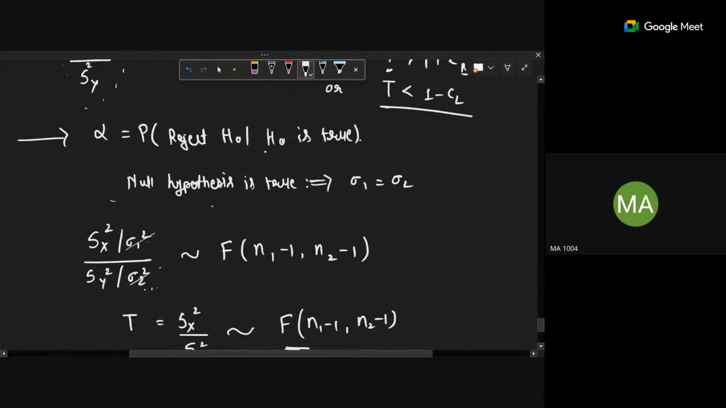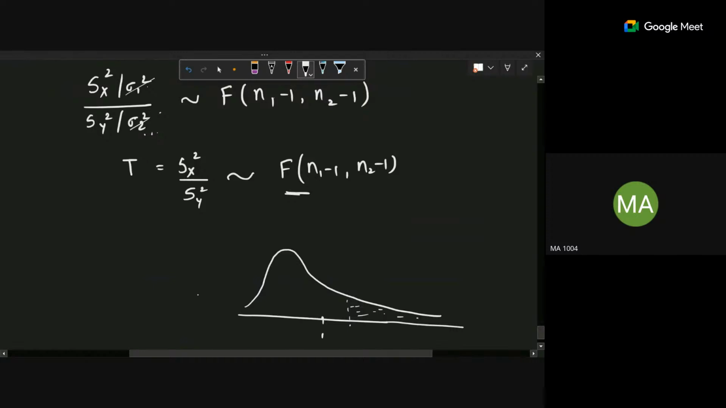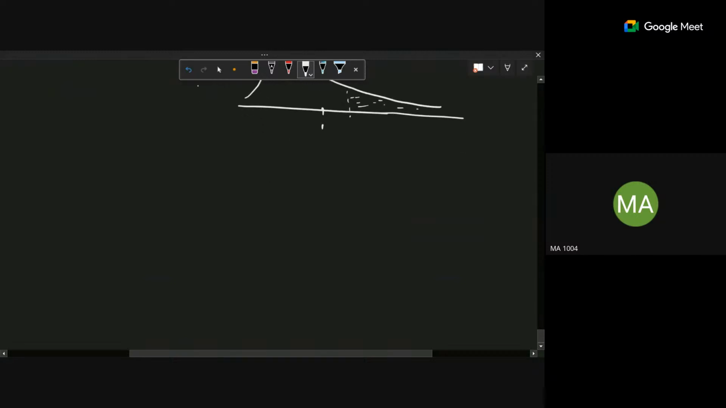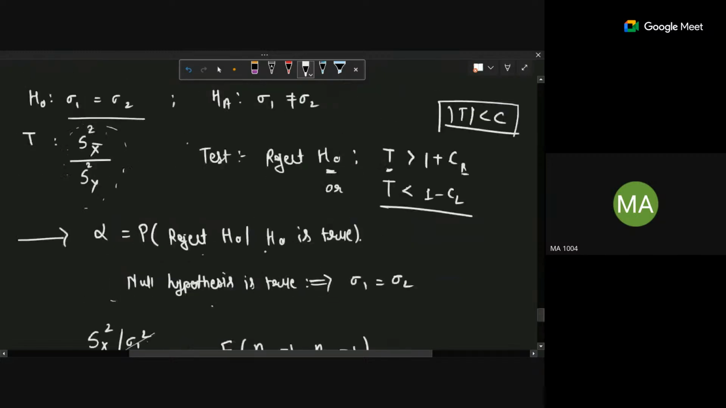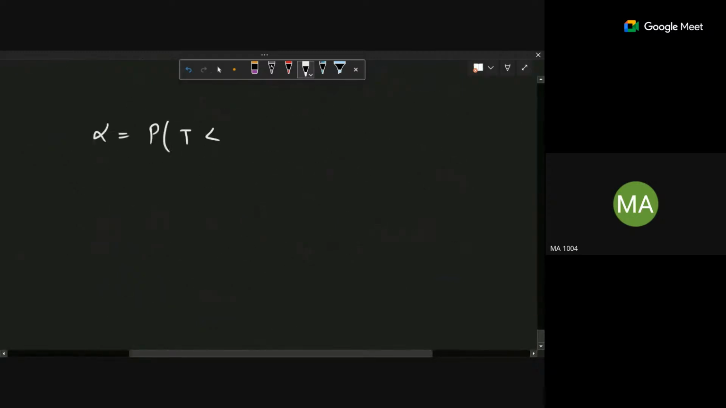Then alpha will be the probability of rejecting H0 given that H0 is true. Now H0 is true here, that means sigma 1 and sigma 2 are equal, and once we know that, it's going to follow an F distribution. Once it's an F distribution, you will ask where to use it. So your alpha is the probability that T is greater than 1 plus CR. But we have both the choices.